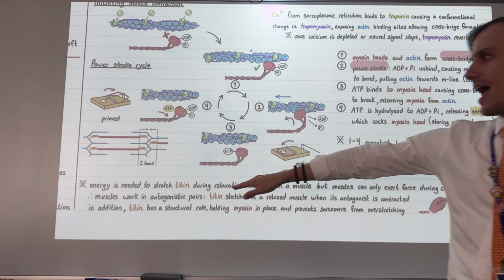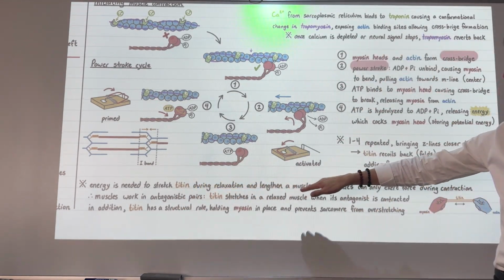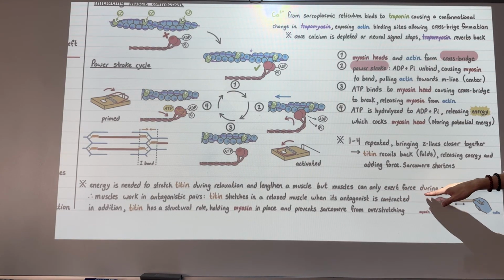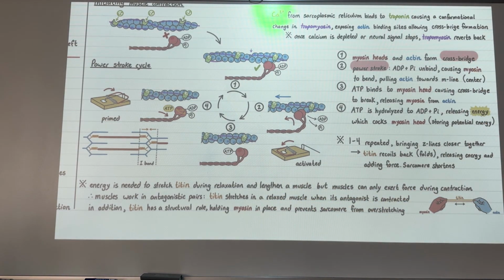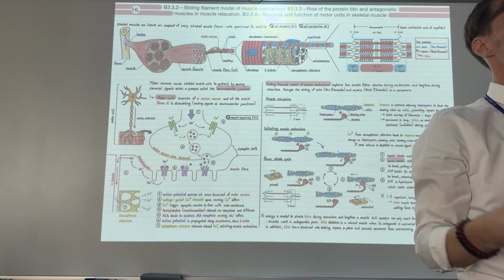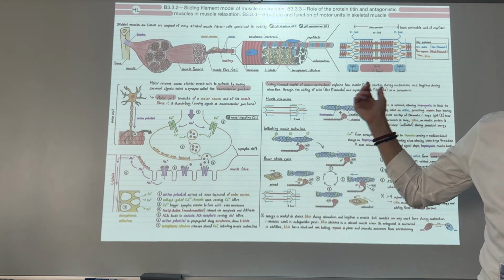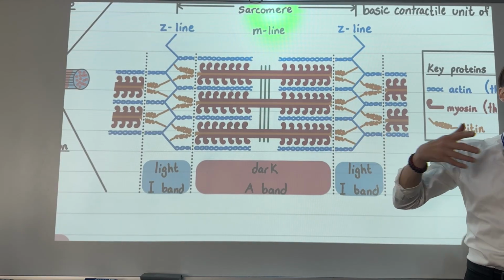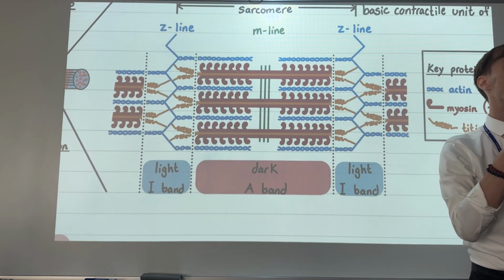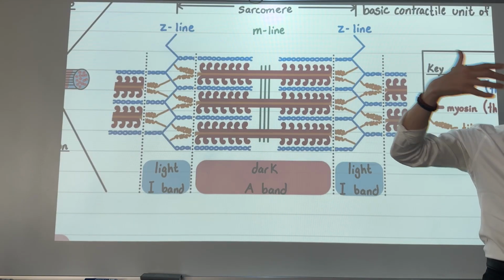So that energy that's used to stretch titin, it seems like where is this energy coming from? Because muscles can only exert force during contraction. But because muscles work in antagonistic pairs, titin is actually stretching in the relaxed muscle when its antagonist is contracted, and vice versa. The other role of titin, I think, is fairly intuitive if you look at where it is. It has a literal structural role. It prevents overstretching, right? We don't want your sarcomere to become too stretched.